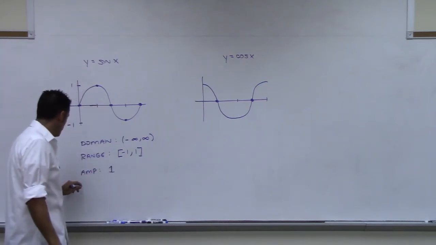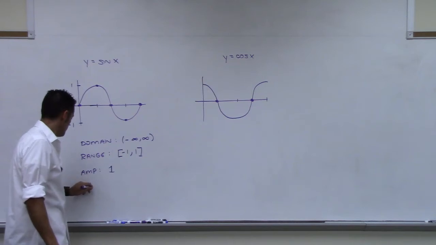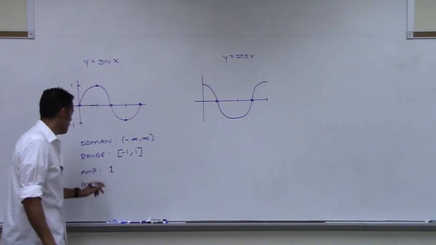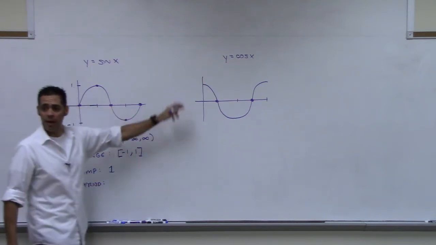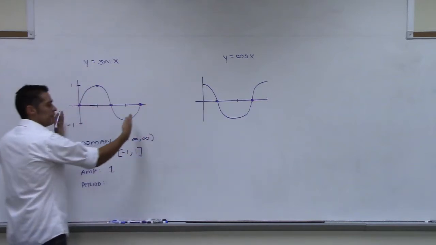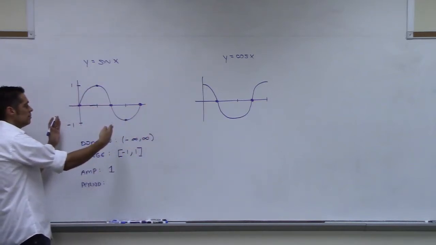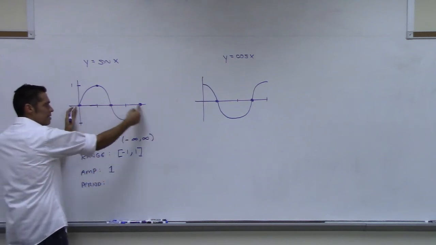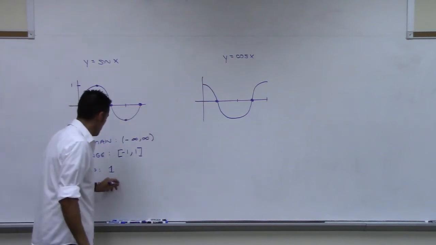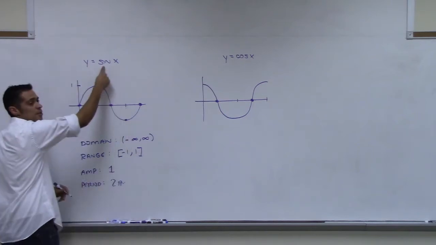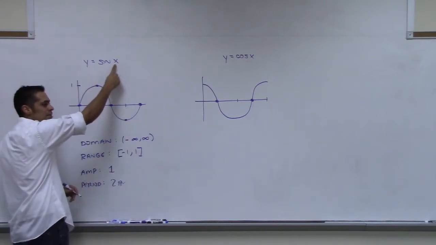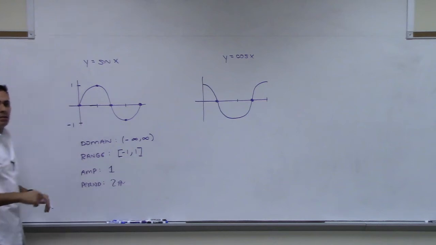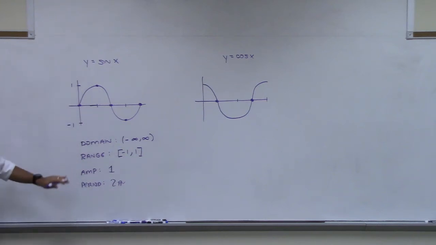And then what about the period? So we know that the sine function repeats itself, right? How long does it take for it to start repeating itself? What's the length of this? 2 pi, right? Starts at 0, ends at 2 pi. Again, remember, I am going off of the basic sine function. I haven't changed that to like 3x or put a different number out here. That's your basic sine function. That's your domain, range, amplitude, and period.